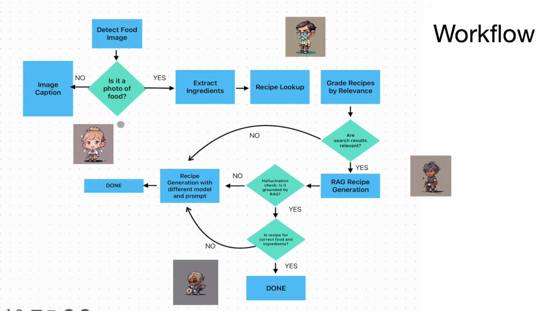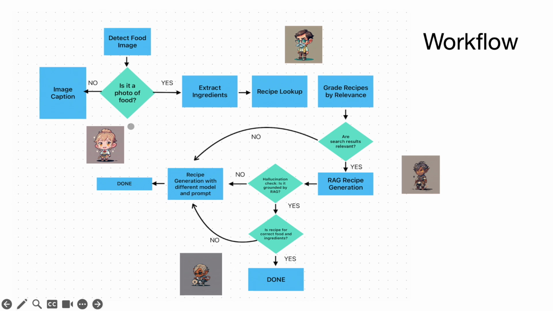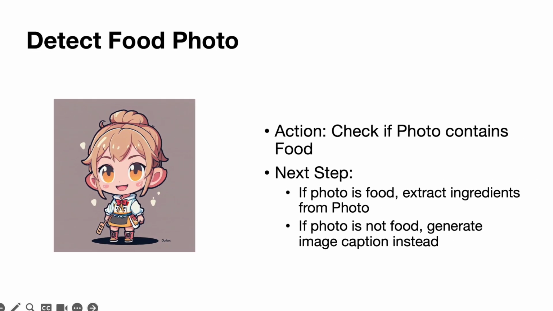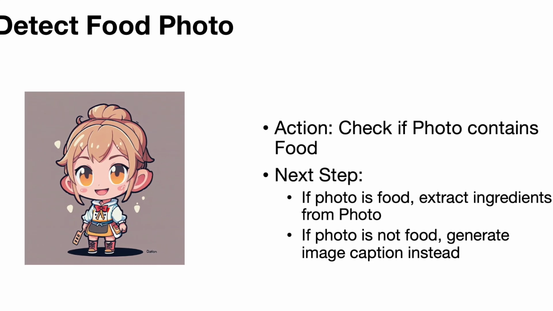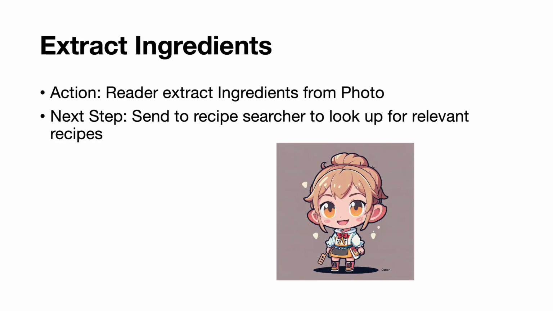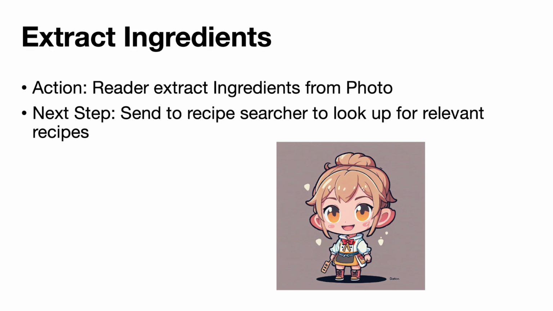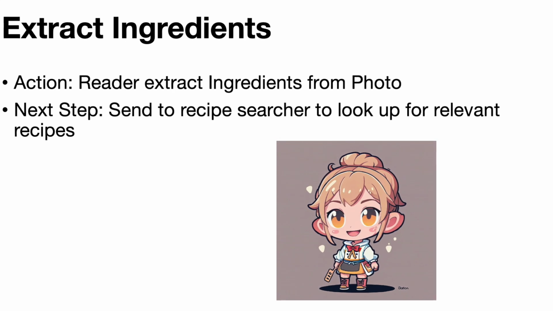When a user uploads an image, reader checks if the image is a food photo. If it is, like a burger, reader will extract the ingredients from the photo. If the photo is not food, it will generate an image caption instead. Once reader extracts ingredients from the photo, she sends them to searcher to look up relevant recipes.